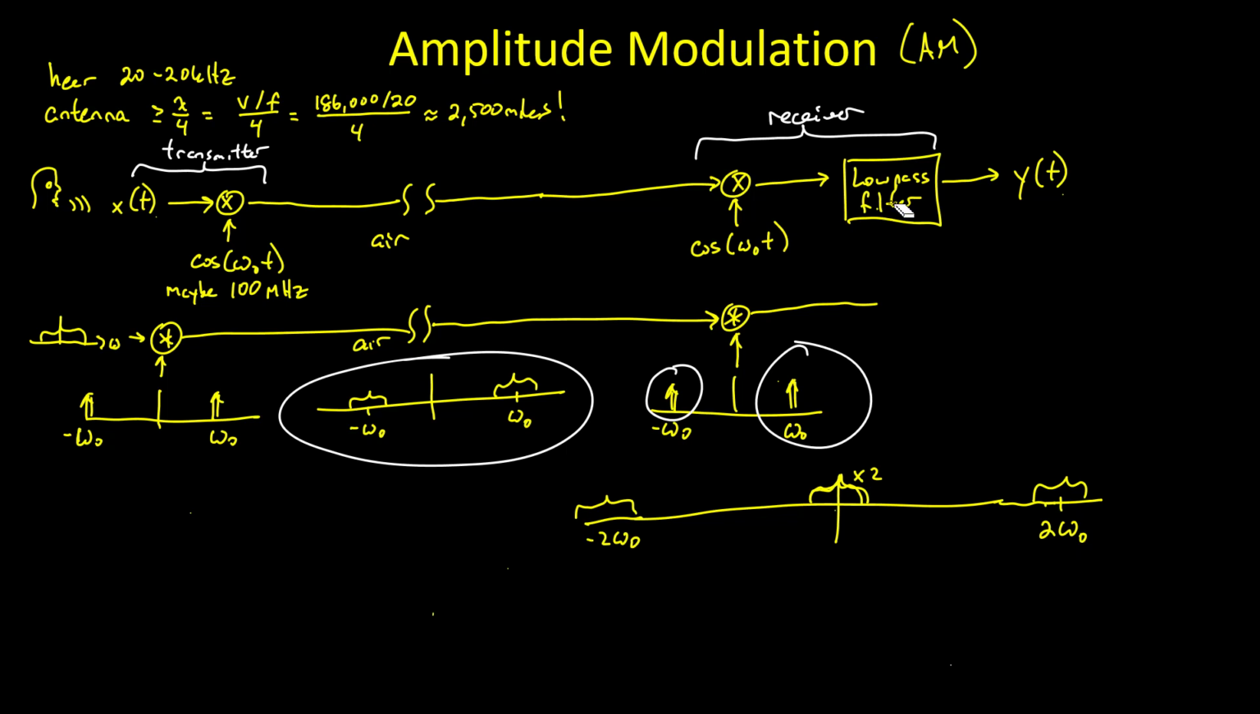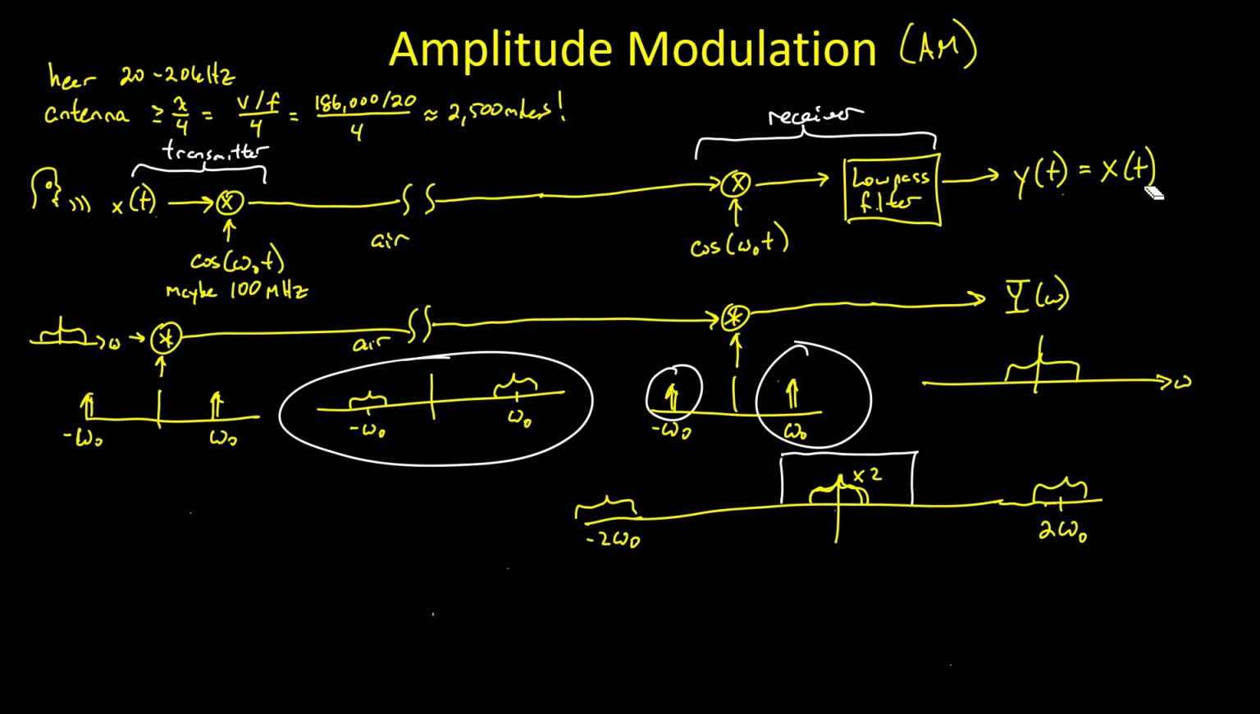Then we send it through this low-pass filter. And this low-pass filter isolates the centerpiece. And what we have left for our y of omega is just this centerpiece. And that's exactly what we began with. So therefore, our y of t must be equal to our x of t.